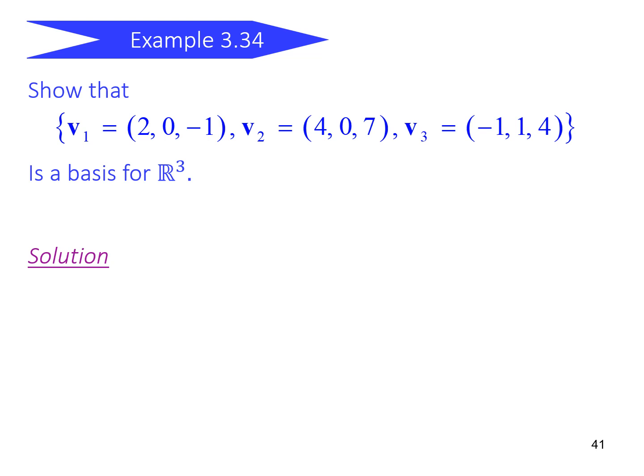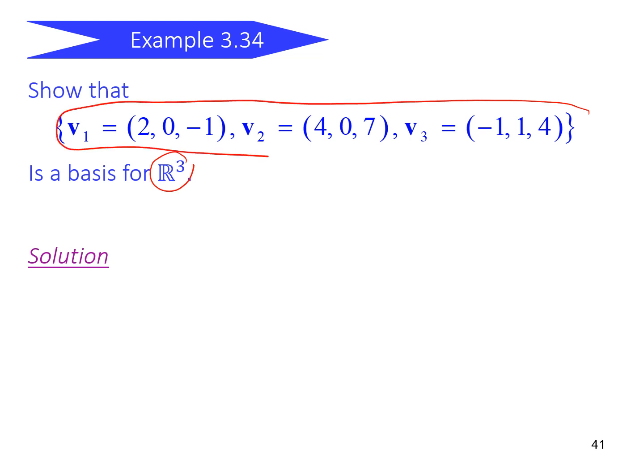This example is similar to the previous example. The difference is we are given R3 instead of R2, and we are given a set of 3 vectors. Therefore, we are able to use the previous theorem and use similar arguments.